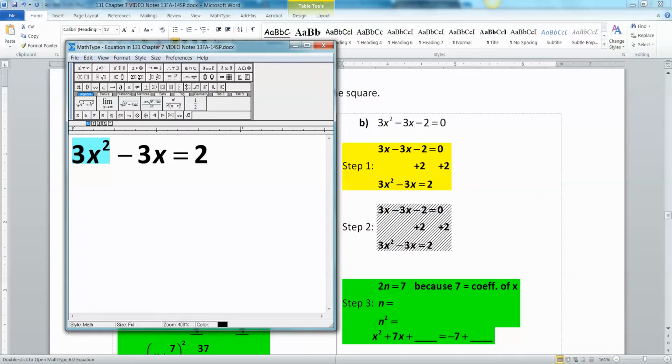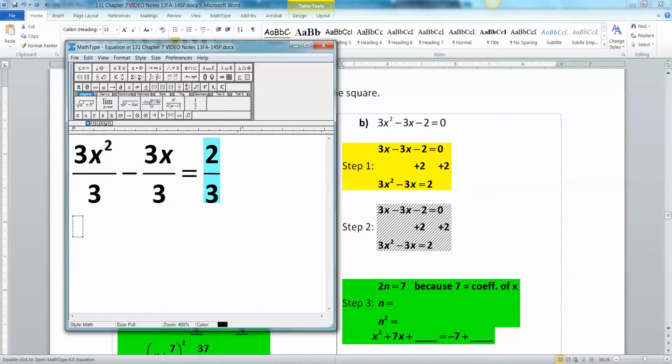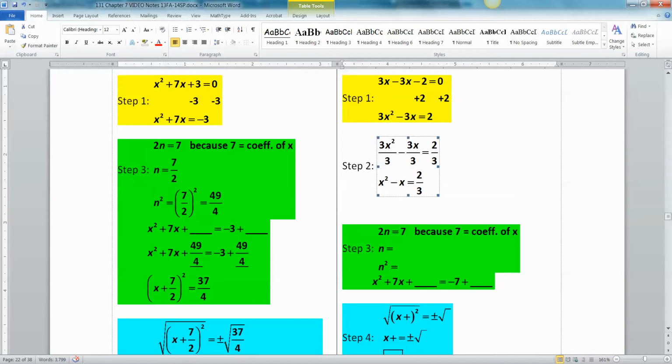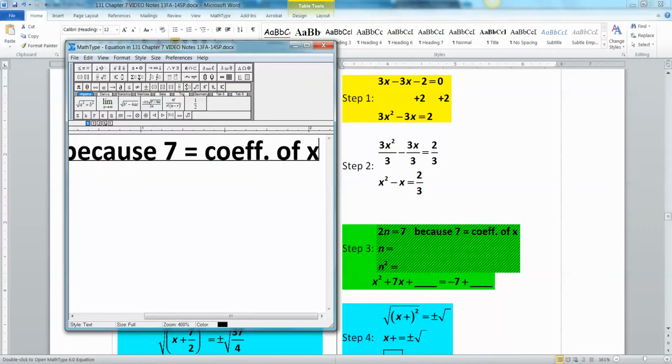To make it so that the leading coefficient will be 1, what you need to do is divide by 3. And you have to do it to both sides of the equation. So 3 divided by 3 would be 1. Matter of fact, I think it'll be easier if you see it this way. If I make it, this term has to be divided by 3, and this term, everything has to get divided by 3 because 3 is your leading coefficient. So that'll make it x squared minus x equals 2/3. Beautiful. There's step 2.